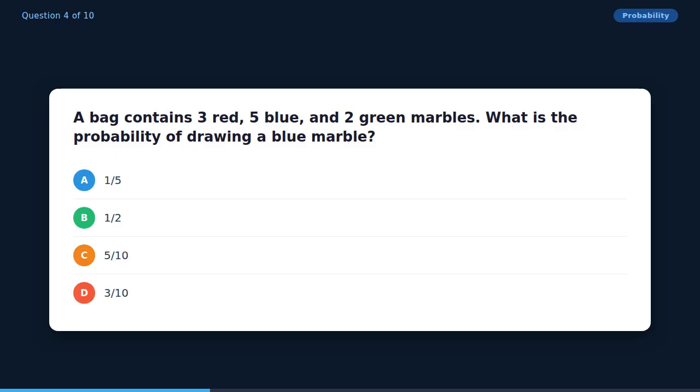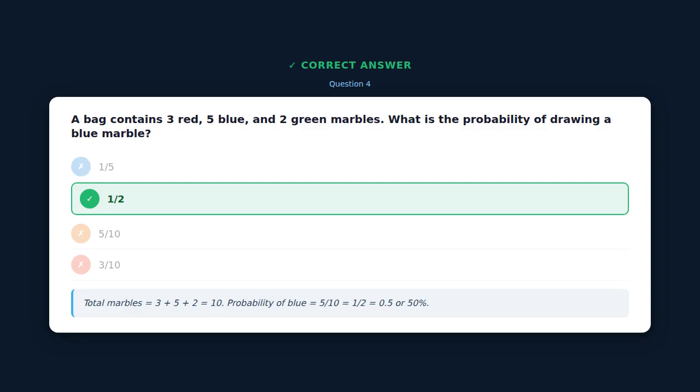Total marbles equals 3 plus 5 plus 2, which is equal to 10. Probability of blue equals 5/10, equals 1/2, equals 0.5 or 50%.